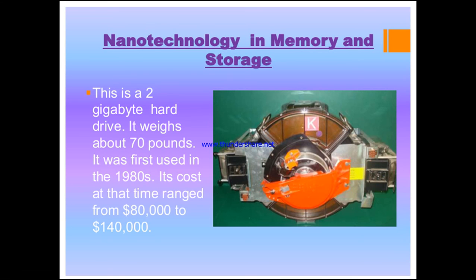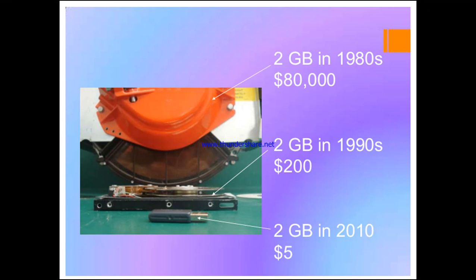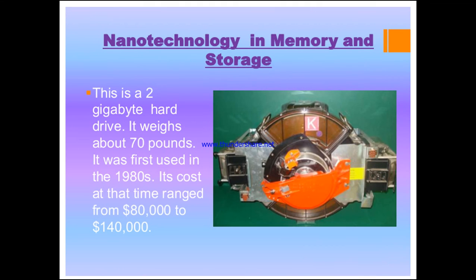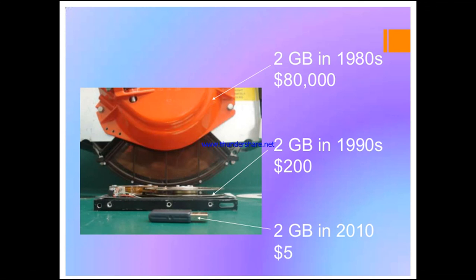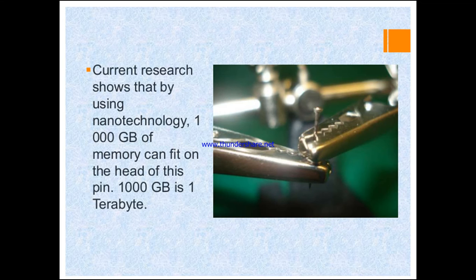So this is nanotechnology in memory and storage. This is a 2 gigabyte hard drive. It weighs about 70 pounds. It was first used in 1980. Its cost at that time ranged from $80,000 to $140,000 each. So 2 gigabytes in 1980 cost around $80,000, and when it changes to 2010, it is only $1.05. So that is what we are having: 2 GB, which cost that much in the 1980s, in 2010 is only $1.05.